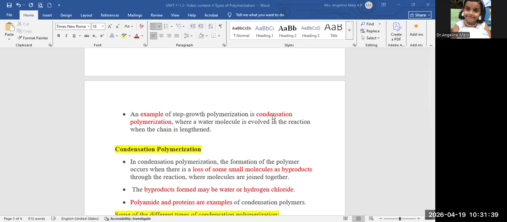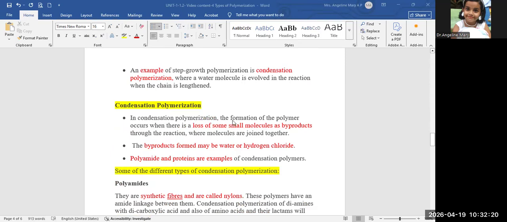So what is the meaning of condensation polymerization? When two monomers are added to form a polymer, a small molecule like water or HCl is eliminated. That is called condensation polymerization. In the case of addition polymerization, no elimination is carried out. But in condensation polymerization, elimination occurs, where a water molecule is evolved in the reaction when the chain is lengthened. So this is called step growth polymerization.